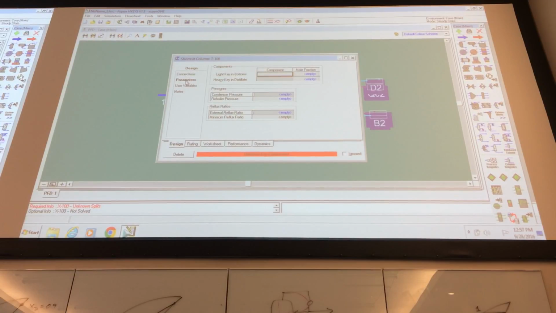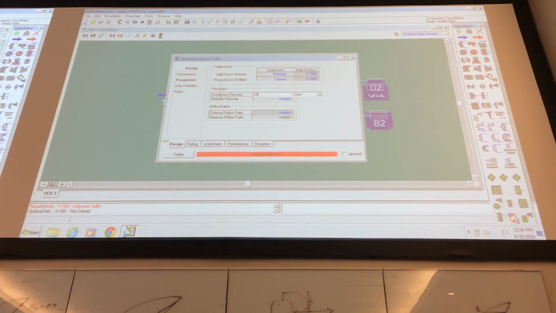Okay, so light key, right? Benzene is lighter than toluene, so we know that benzene is the light key. Toluene is the heavy key. So what is the light key in the bottoms concentration in this case? Say it loud. Right, it's just that value. That's it. It's that simple. Some of these answers are quite simple. So light key in the bottoms, 0.1. What is the concentration of the heavy key in the distillate? 0.1, right?